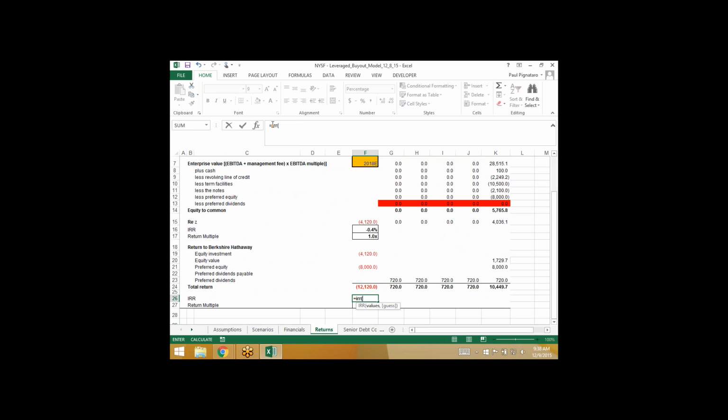IRR, 2.2%. Okay. And the return multiple is, again, the sum of the money out divided by negative, sorry, that's annoying, 1.1. So it's a little better than 3Gs, but it's still terrible. It's still terrible. No way they're investing in this scenario.